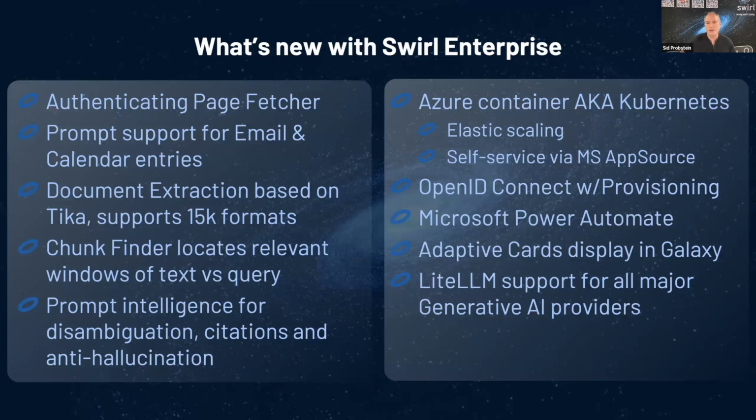Swirl's new Galaxy update also supports adaptive card display, which is really cool. We'll show you that in a second. And LiteLLM support for almost all the generative AIs out there. So if you want to use Llama 2 or you want to use Cohere or any of the others, they're all supported. You just plug in your keys. Swirl won't know the difference.